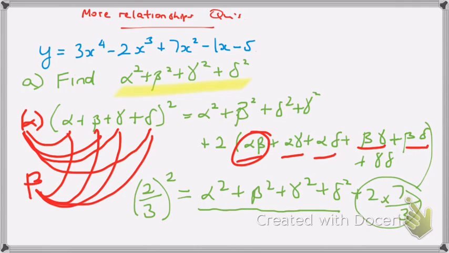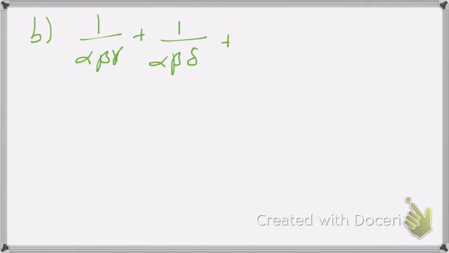So next up, we're going to find 1 on alpha beta gamma plus 1 on alpha beta delta plus 1 on alpha, sorry, no, I've already used up all my alphas. Have I? No, I haven't. Alpha gamma delta plus 1 on beta gamma delta. That's what I'm looking for.